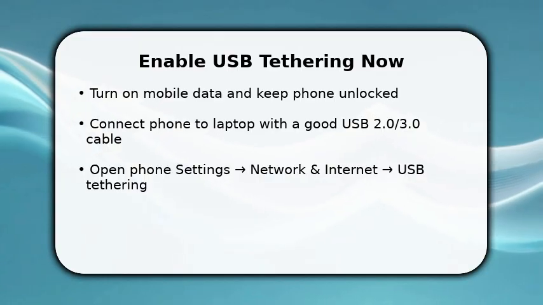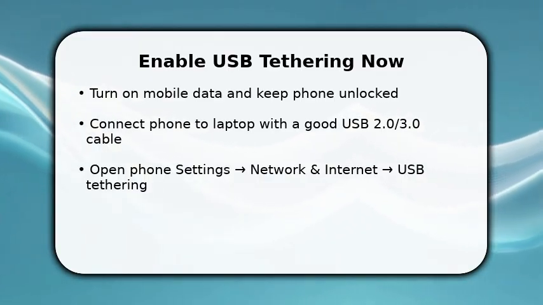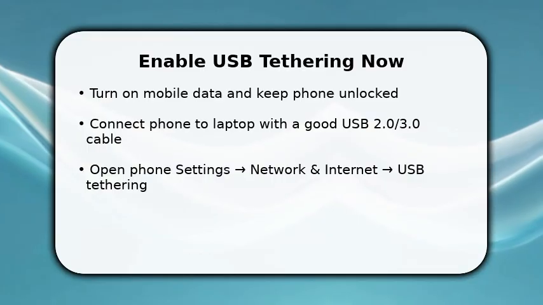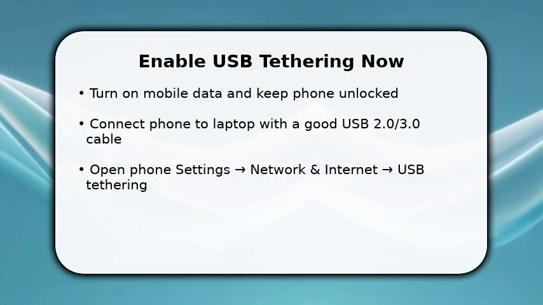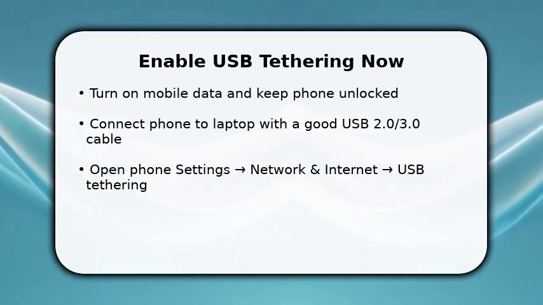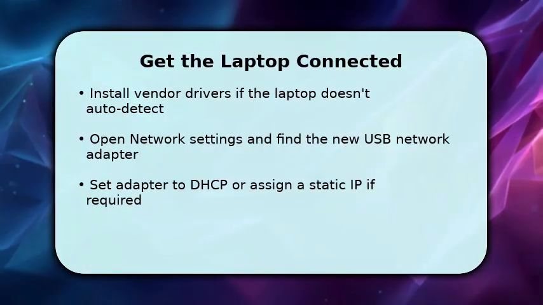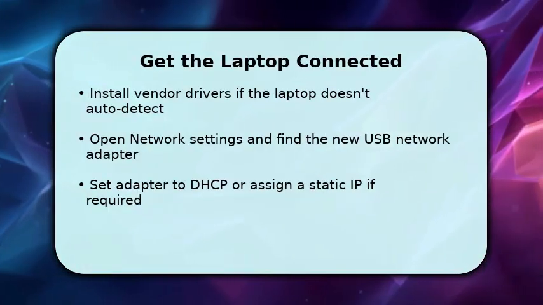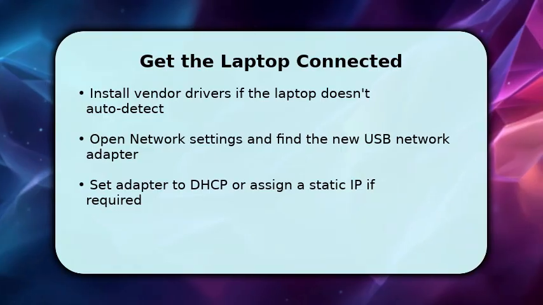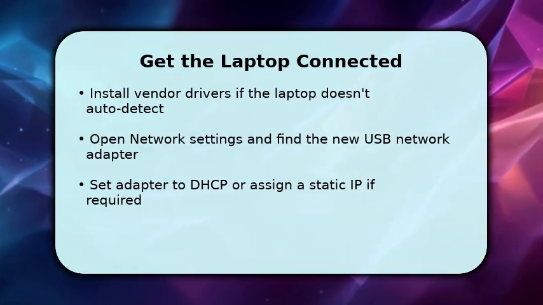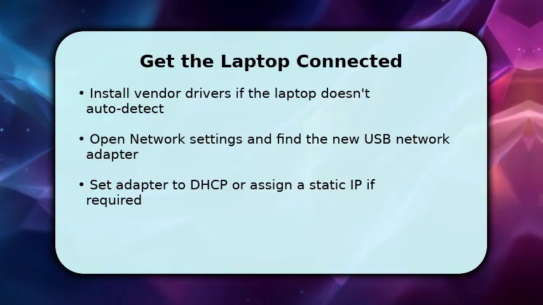You do this now to let the laptop enumerate the device and request network access. It avoids delays and ensures the tethered interface appears in your system network list. Once tethering is on, the laptop should show a new USB network adapter. If it does not, install the phone vendor or generic RNDIS drivers.